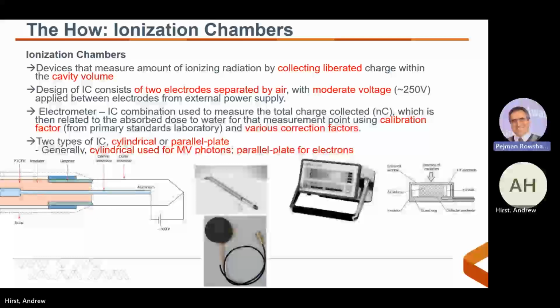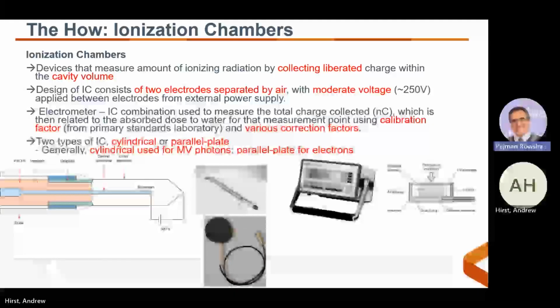So a little bit about the design of the ionization chamber. They're devices that measure ionizing radiation by collecting the liberated charge within their sensitive cavity volume. As photons cross that sensitive volume, they're going to ionize air particles, and we have 2 electrodes, one positive, one negative, and they're going to collect the ions produced from these ionization events. And then we relate those ionization events to dose, basically.